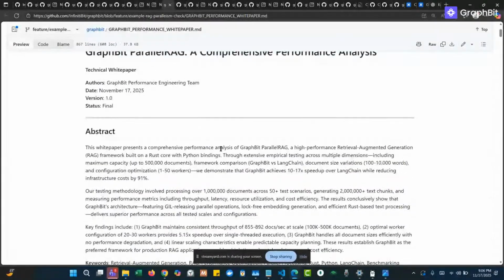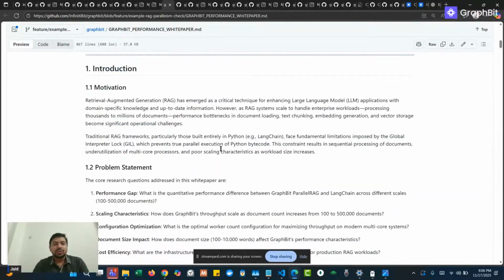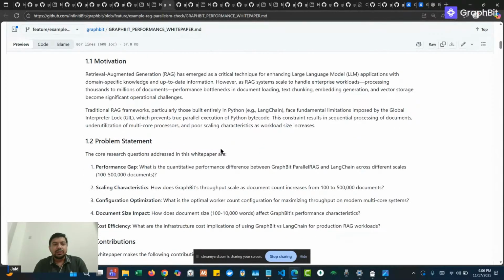So, parallel RAG and comparative performance analysis. What's the motivation behind this? RAG systems have emerged as a critical technique for enhancing large language model applications with domain-specific knowledge. However, RAG systems are very hard to scale, especially in enterprise workloads processing thousands to millions of documents. Performance bottlenecks in document loading, text chunking, embedding processes and vector stores become a significant operational challenge.